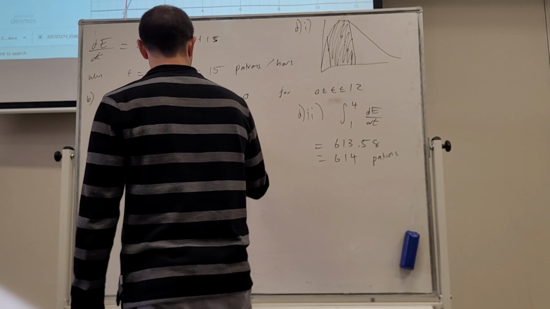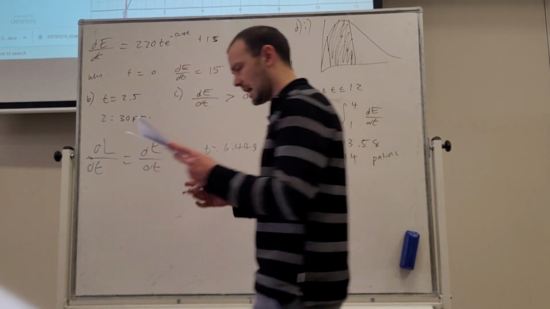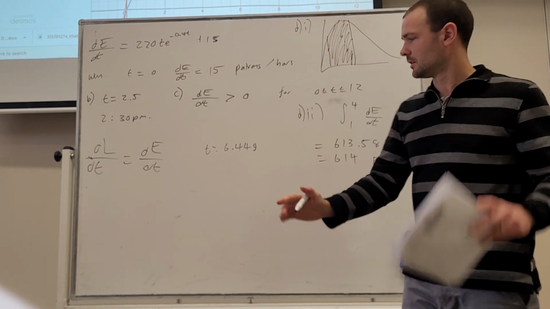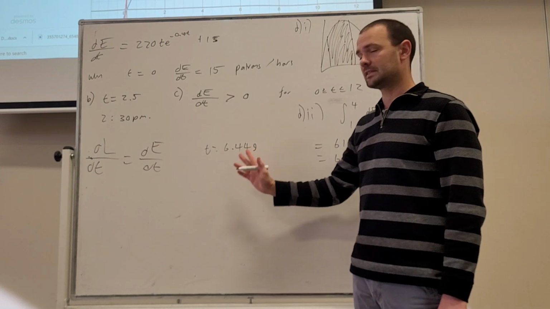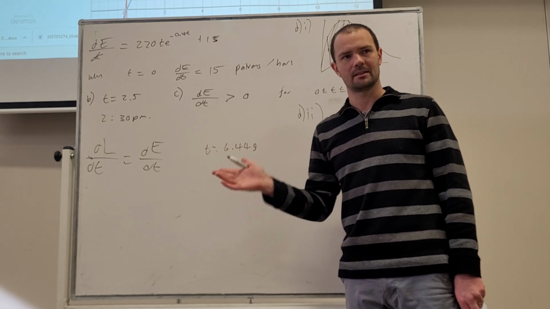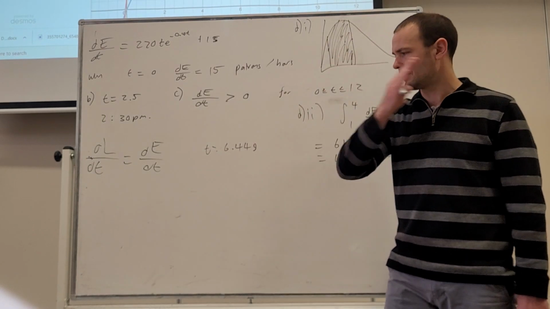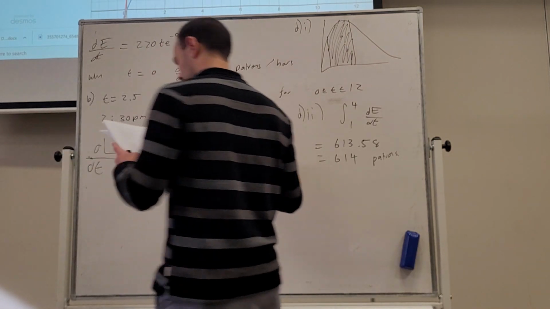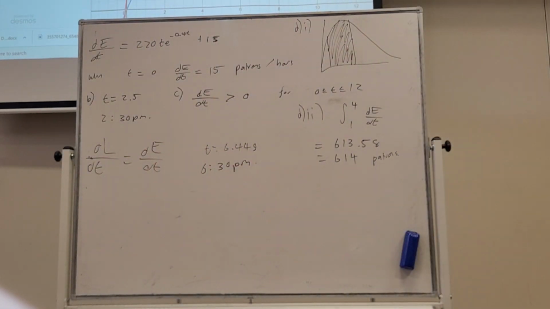t is 6.449. Now we are asked, find the time to the nearest half hour. So the nearest half hour is going to be 6.5. 6.5 hours after midday. It starts at midday, 6.5 hours after midday, 6:30 p.m. Okay.